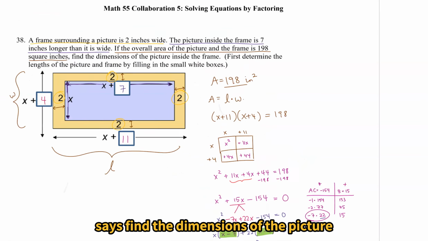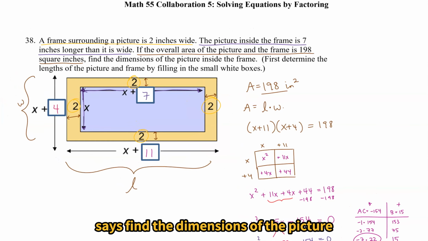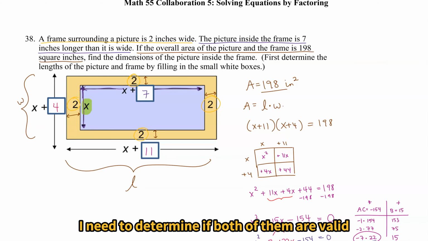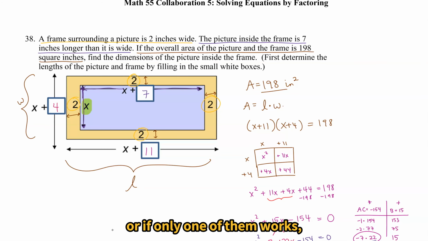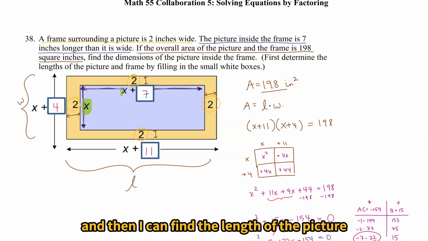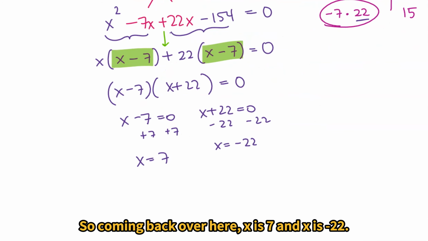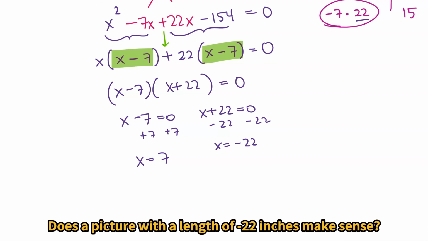But my original problem says find the dimensions of the picture inside the frame. So I just found two answers for x. I need to determine if both of them are valid or if only one of them works, and then I can find the length of the picture because I know the width. So coming back over here, x is 7 and x is negative 22. Does a picture with a length of negative 22 inches make sense?